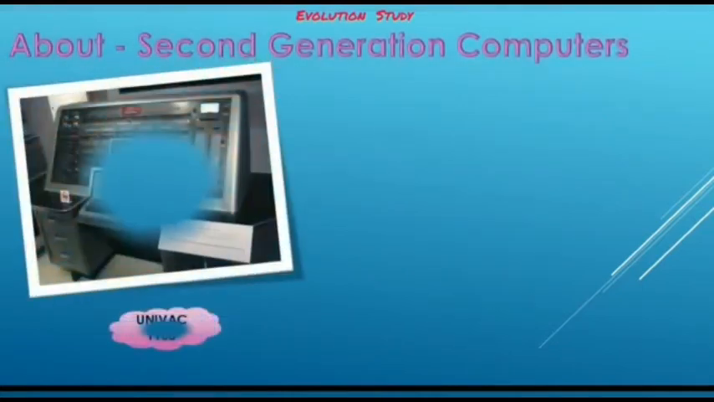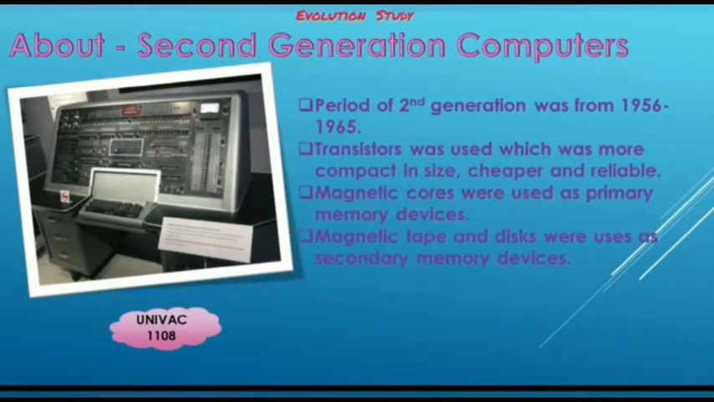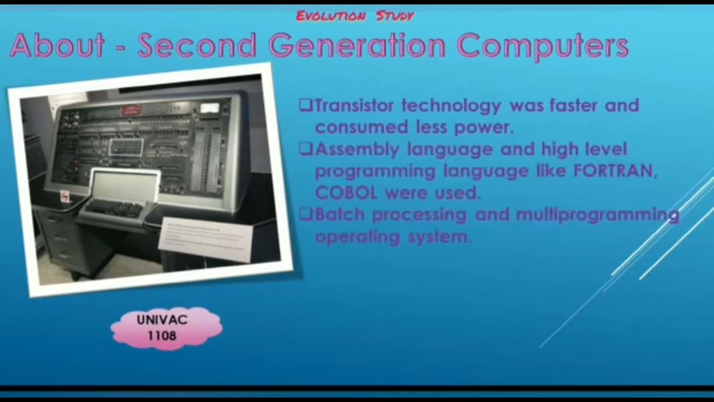Now what about the second generation computers? The period of second generation was from 1956 to 1965. Transistors were used, which were more compact in size, cheaper and reliable. Magnetic cores were used as the primary memory devices. Magnetic tape and disk were used as the secondary memory devices. Transistor technology was faster and consumed less power. Assembly language and high-level programming languages like Fortran and COBOL were used, along with batch processing and multi-programming operating systems.